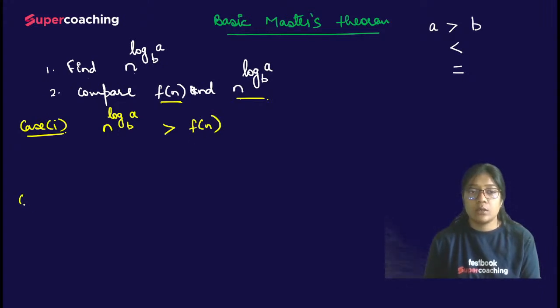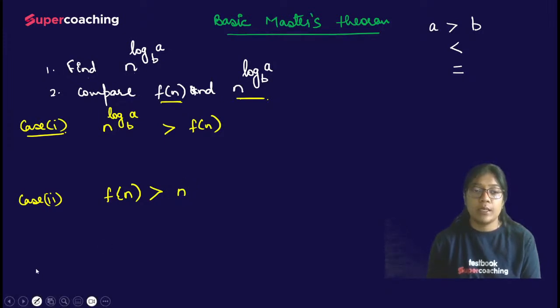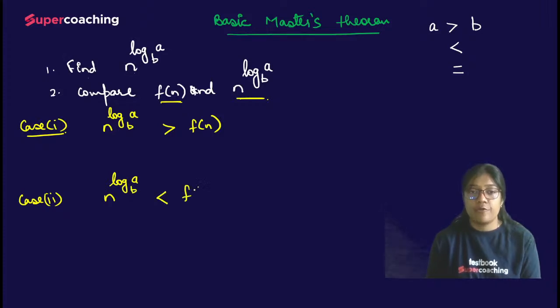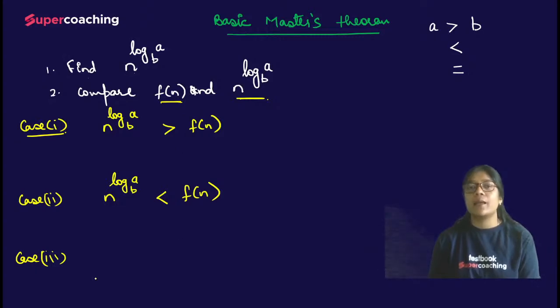Other case could be f of n might be greater than n raised to power log a with the base b, in this format we write it. So n raised to power log a with the base b is less than f of n, and the third case is both are equal. These are the possibilities. In the extended Master's theorem we will be expanding all these cases.